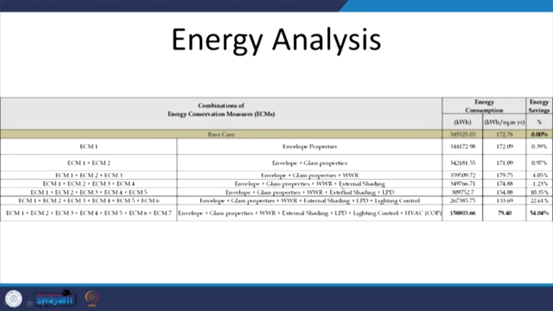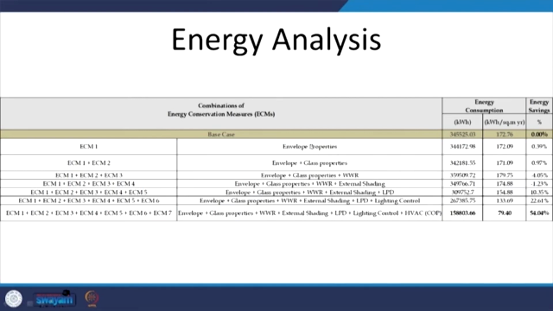The next what we did, we added external shading to the increased WWR, where we made it from 40 to 60, and we can see that immediately there is a substantial saving. So, just by adding external shading to all the windows, we have been able to bring it back to almost the same performance which was with 40% WWR and changed glass properties.